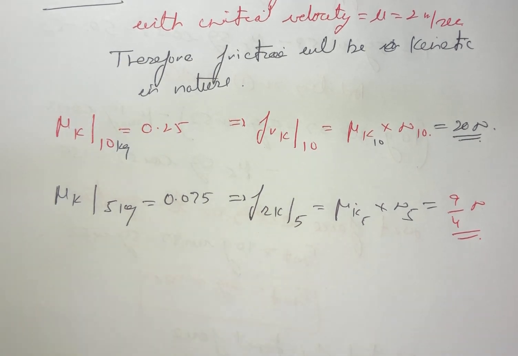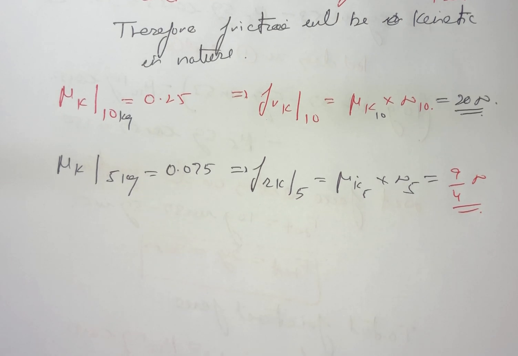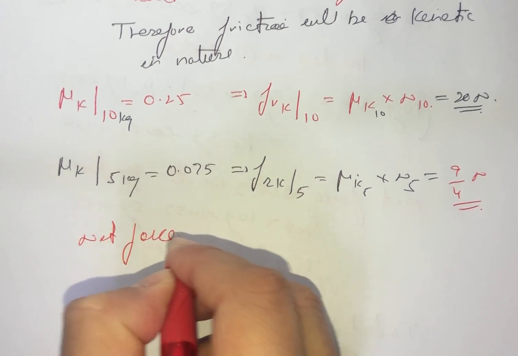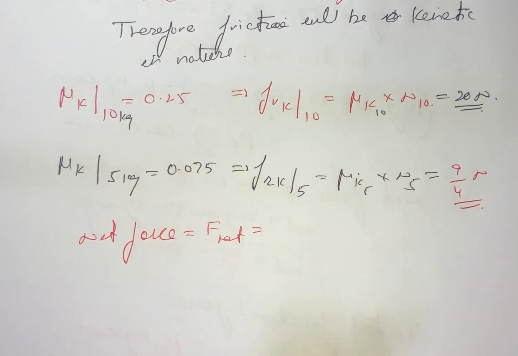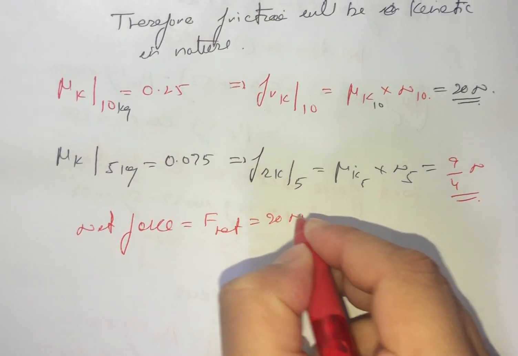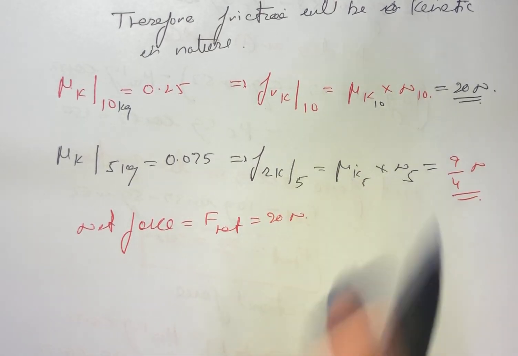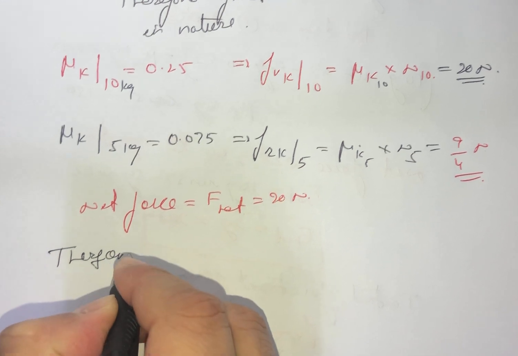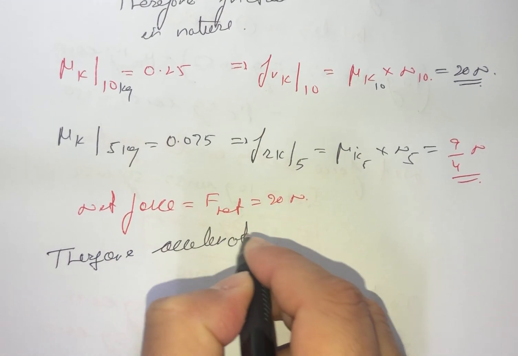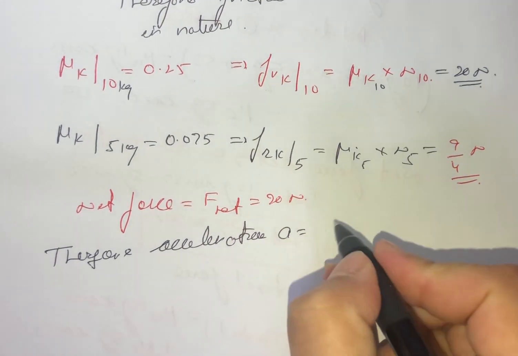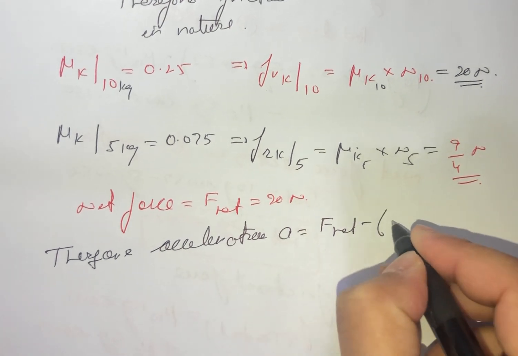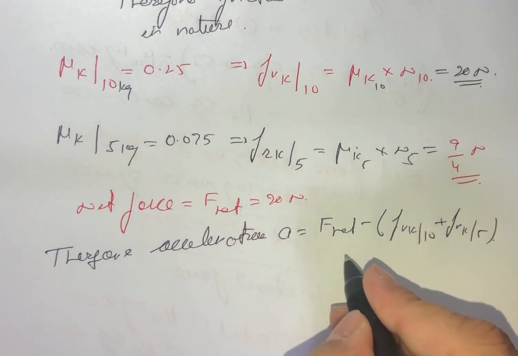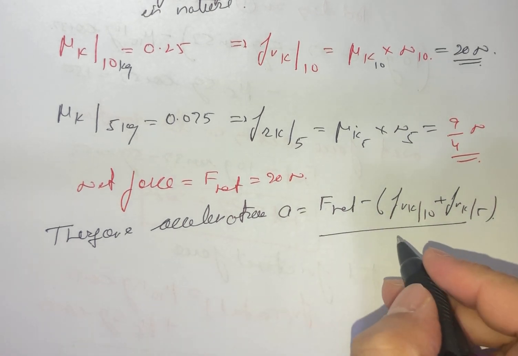Now we find out the acceleration A. We already know that net force we already calculated, that is F net is about 20 Newton, and we know the frictional forces, the kinetic nature, so we can say that the acceleration A will be equal to F net minus Frk for 10 plus Frk for 5, divided by a mass of 10 and mass of 5 kg.